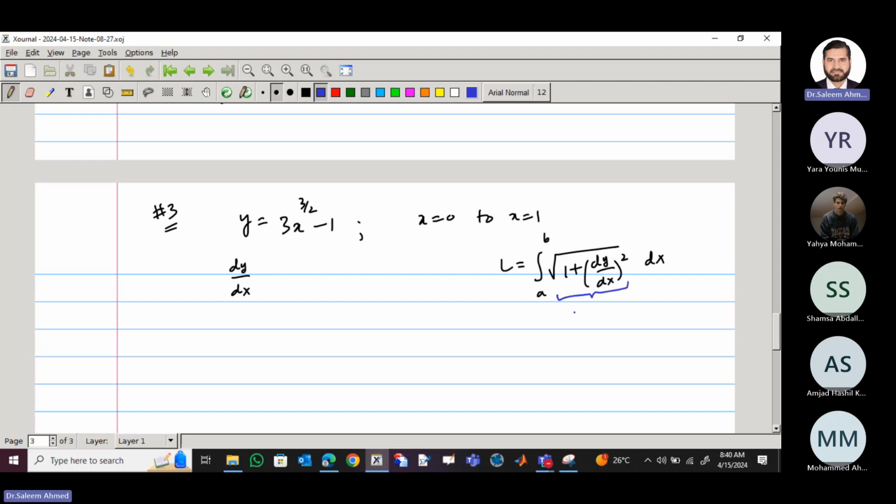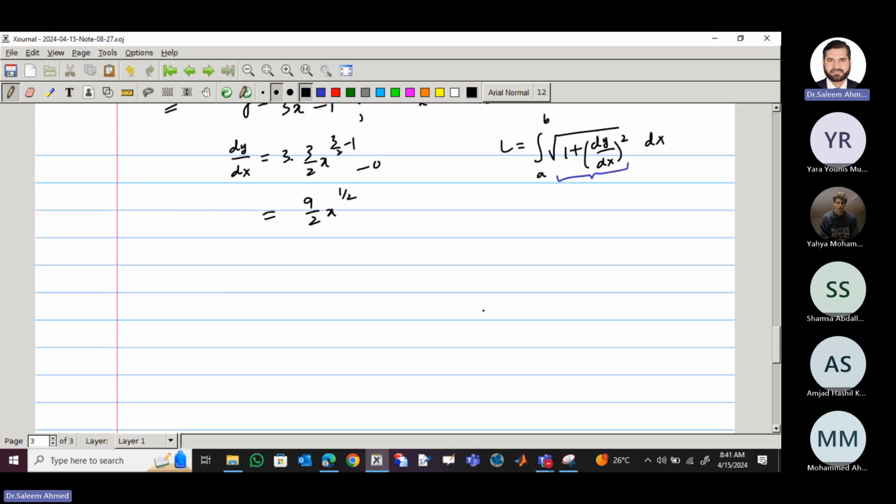So I can simplify this outside the integral if you want. Let's say dy by dx is 3 into 3 by 2 x to the power 3 by 2 minus 1, and minus 0. So that is 9 by 2 x to the power 1 by 2. Agree? I'm not integrating, I'm writing this expression outside. Then I will integrate the simplified version.